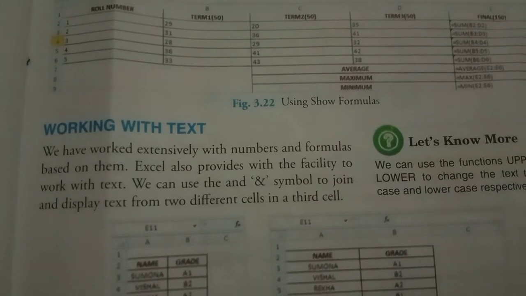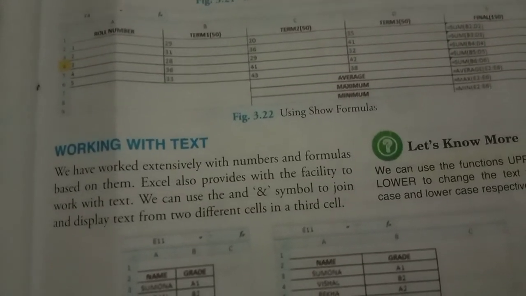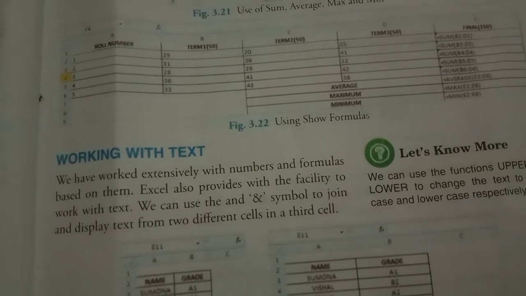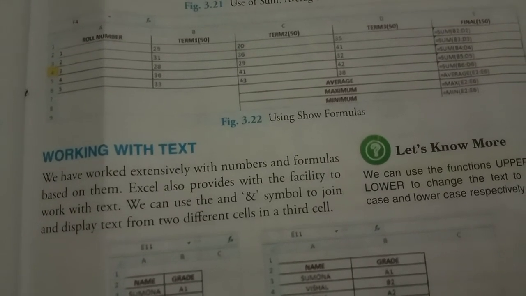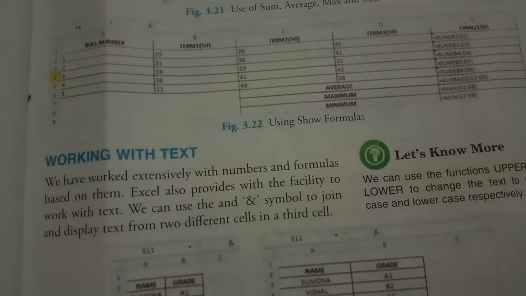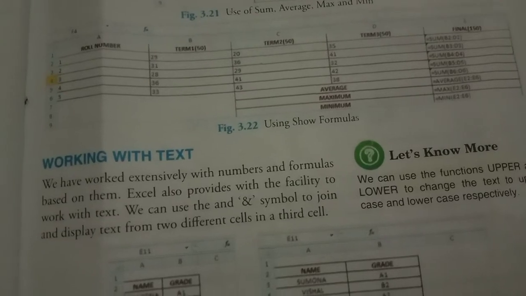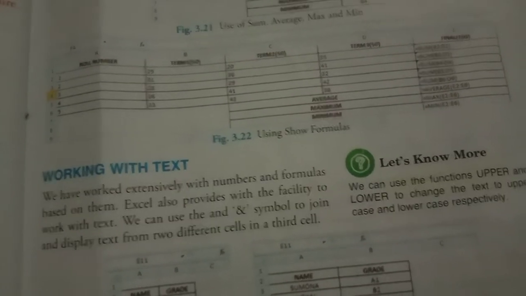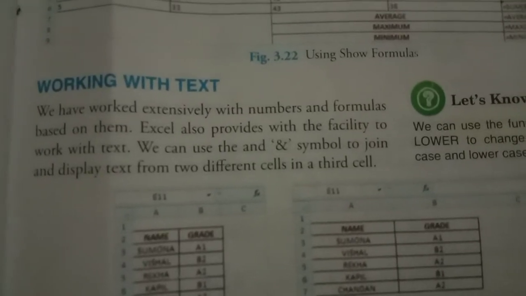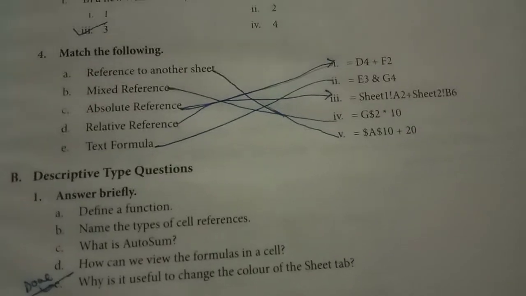We can use the and symbol to join and display the text from two different cells in a third cell. If you want to merge two words, not numbers, that are written in different cells, but you want to see them in one cell, what you need to do is apply the and sign, right? So the formula is like A2 & B2, like this. I'm giving you the example.